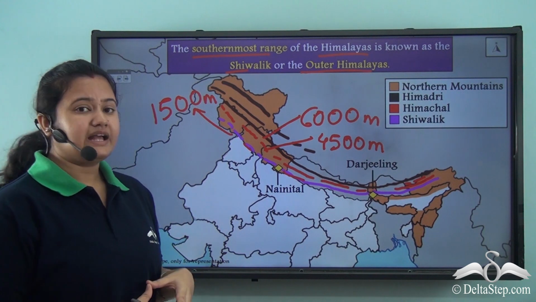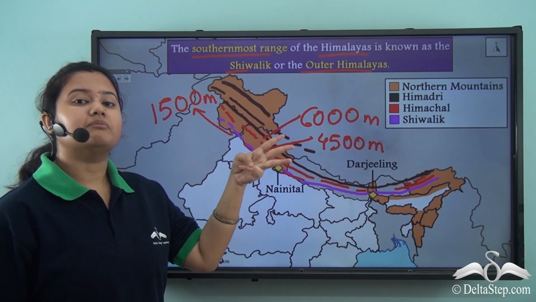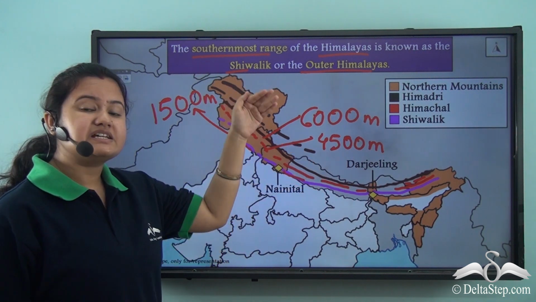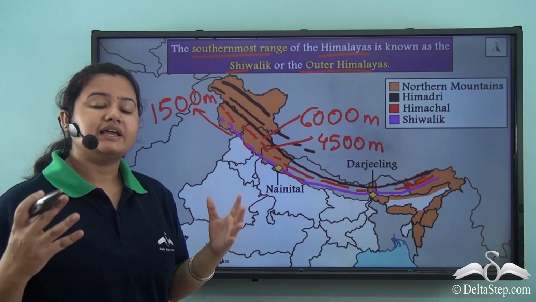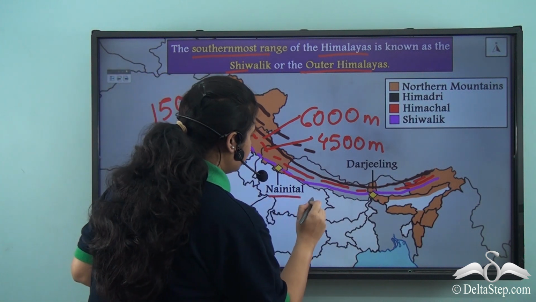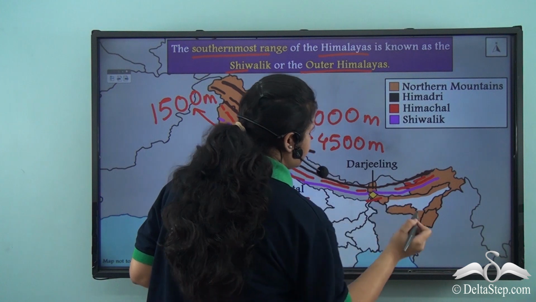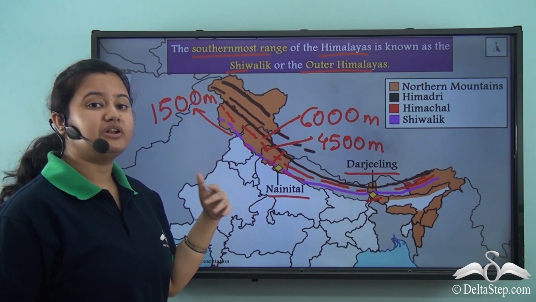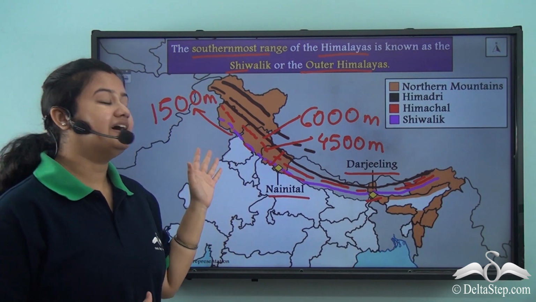So we find that the Himalayas is a collection of 3 parallel mountain belts, and these mountain belts decrease in height from north to south. Now 2 popular hill stations of the Shivalik range are Nainital, which is located in the state of Uttarakhand, and Darjeeling, which is a part of West Bengal. So these popular hill stations that we often visit are located in the Himalayas.